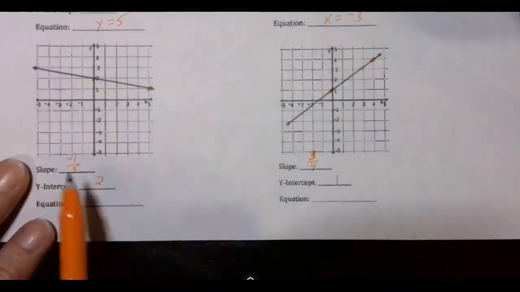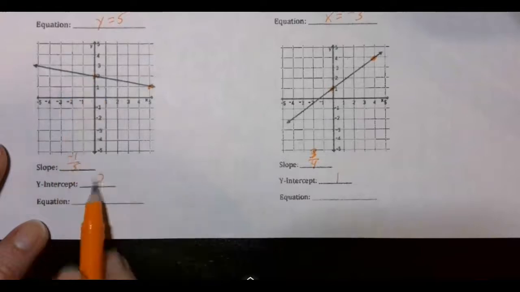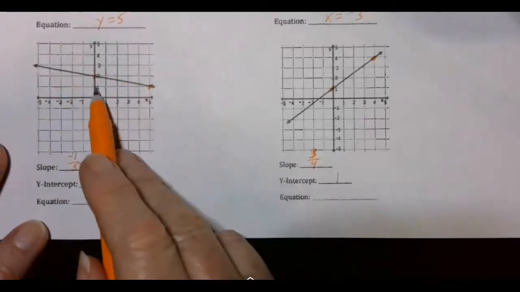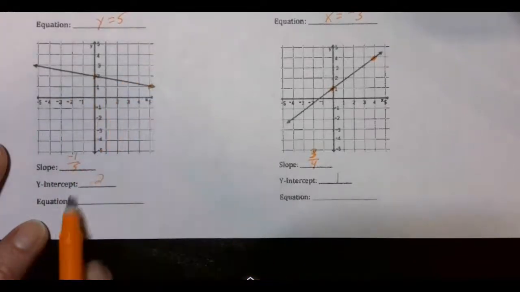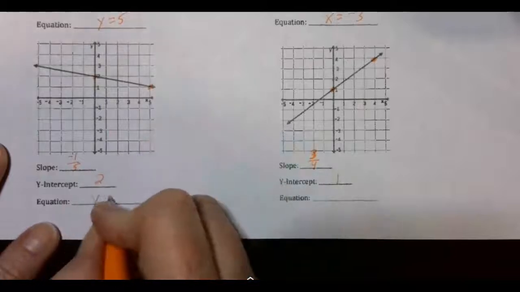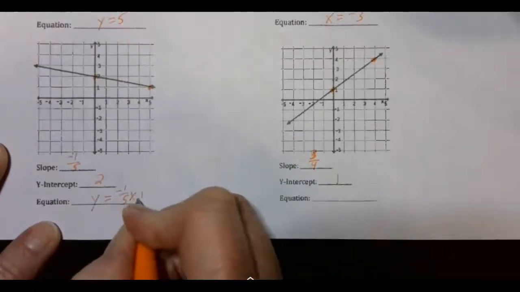So on this first one, we found out our y-intercept is 2, and our graph goes down 1 and over 1, 2, 3, 4, 5, so -1/5. So our equation is y is equal to -1/5 x plus 2.